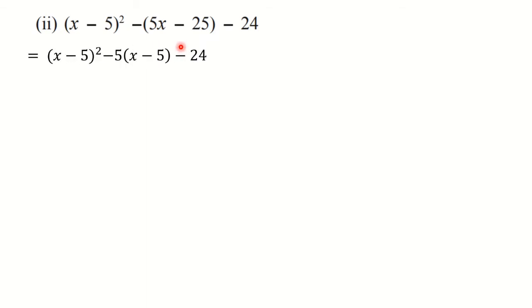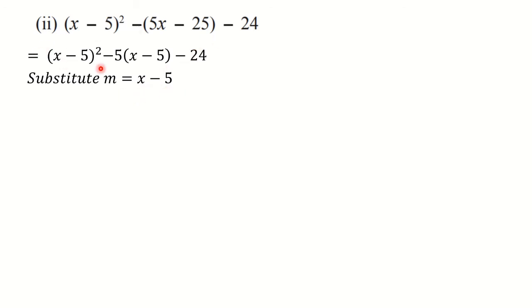Okay, so let us do that. See, (x minus 5) the whole square minus 5. So inside the bracket we got x minus 5 minus 24. Now you will observe that this term and this term, they are same. Okay, these two brackets are same. So the next step is to substitute. We are going to substitute for x minus 5. So let us put m is equal to x minus 5.